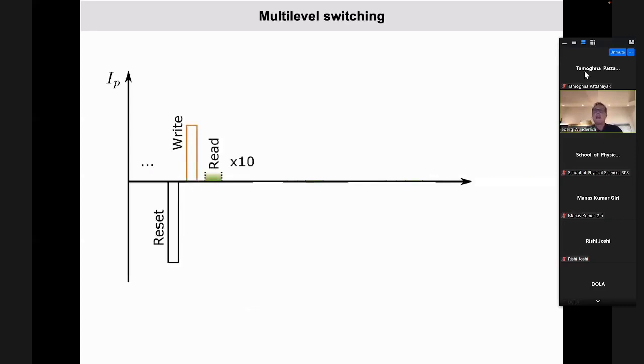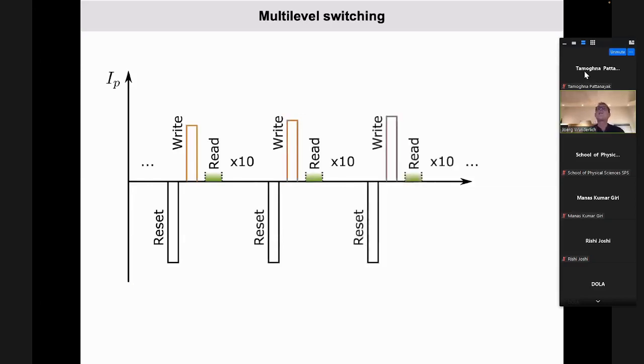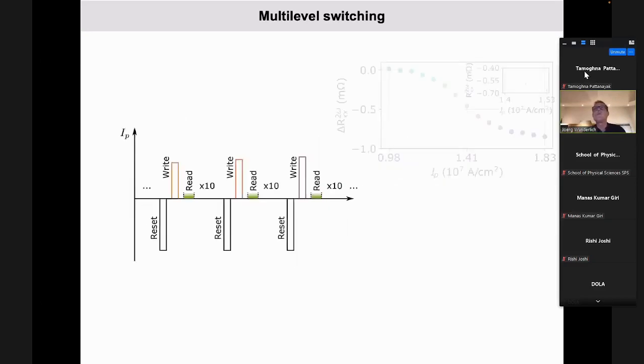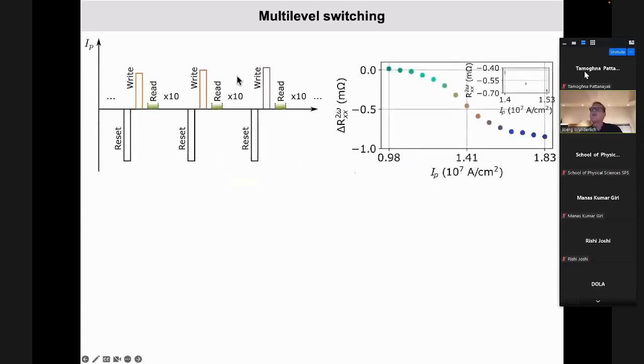And we do this 10 times to have some statistics. And this we do for different writing pulses of different magnitude. Always 10 times to get a little bit of statistics. What you will find is that you see in your second harmonics measurements that you not only generate the fully polarized states, but you can actually generate a lot of intermediate states.